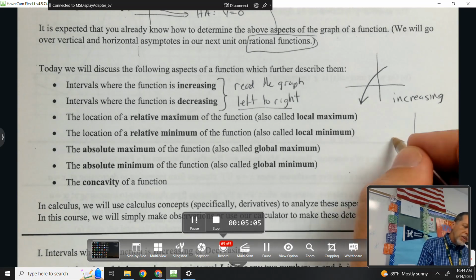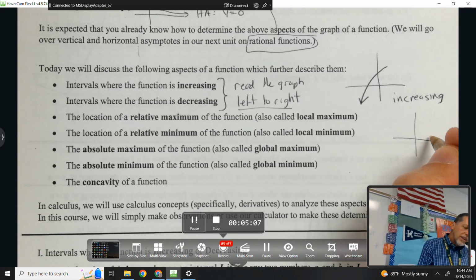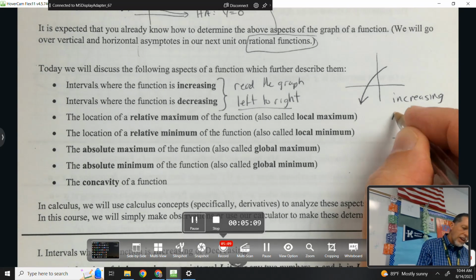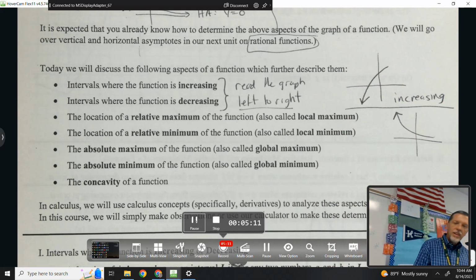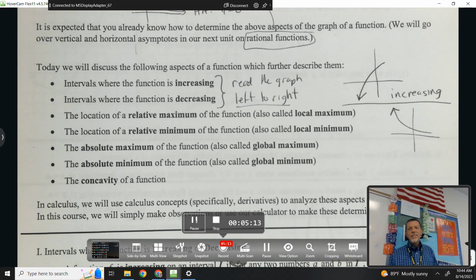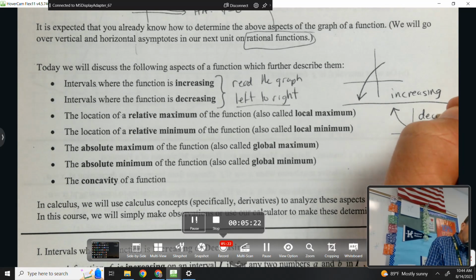May as well put the other tricky one on there. Let's do it this way. So that graph, increasing or decreasing? Decreasing. Right? The arrow's pointed up, but don't be fooled by the arrow. As I move left to right, that graph is decreasing.